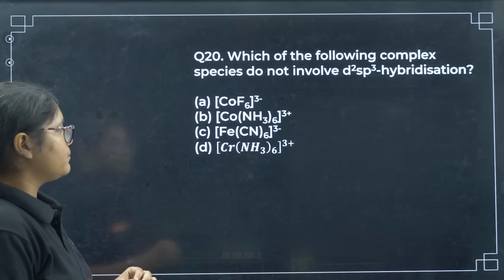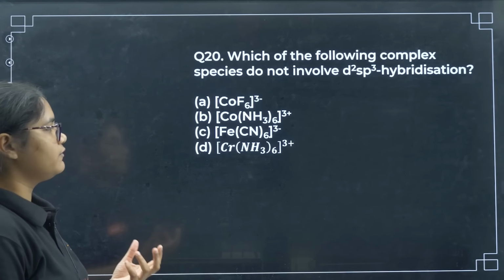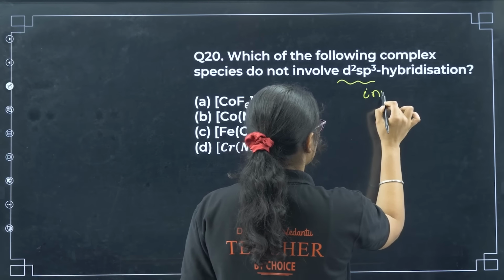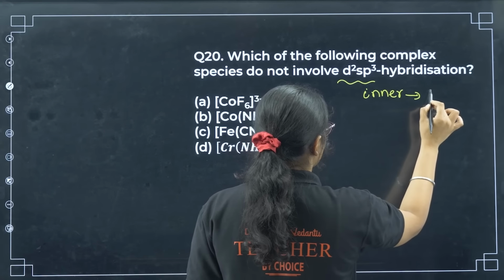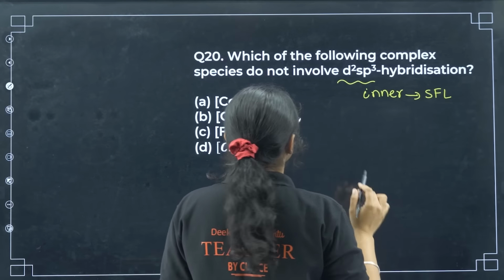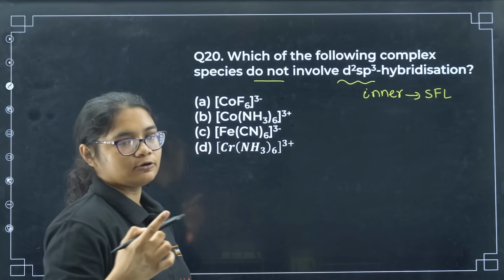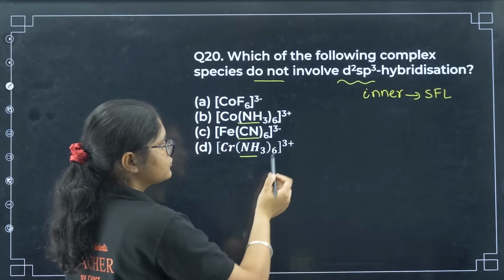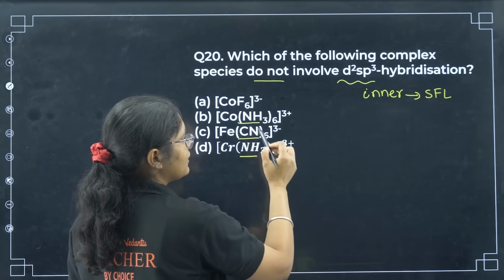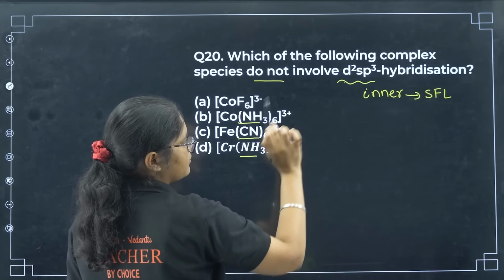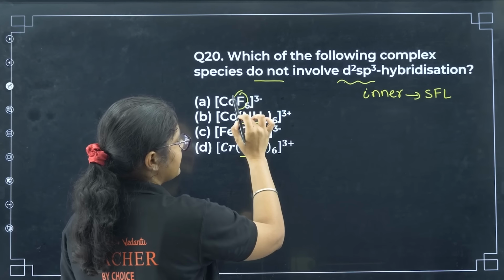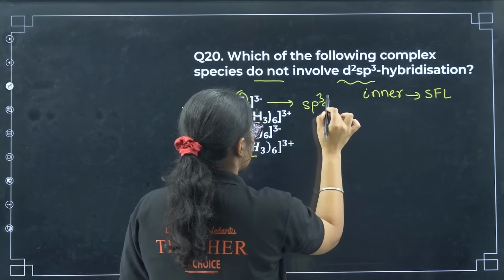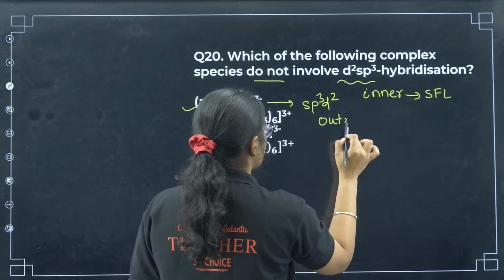Next, which of the following complex species do not involve in d2sp3 hybridization? So d2sp3 means what? Inner orbital. Inner orbital means what? A strong field ligand, right? You have to find which is not having d2sp3. Here you can see strong field ligand, strong field ligand, strong field ligand, so here always there will be inner orbital complex and d2sp3. But this is a weak field ligand, so it will not show. Rather this one will show sp3d2, or I can say outer orbital complex.